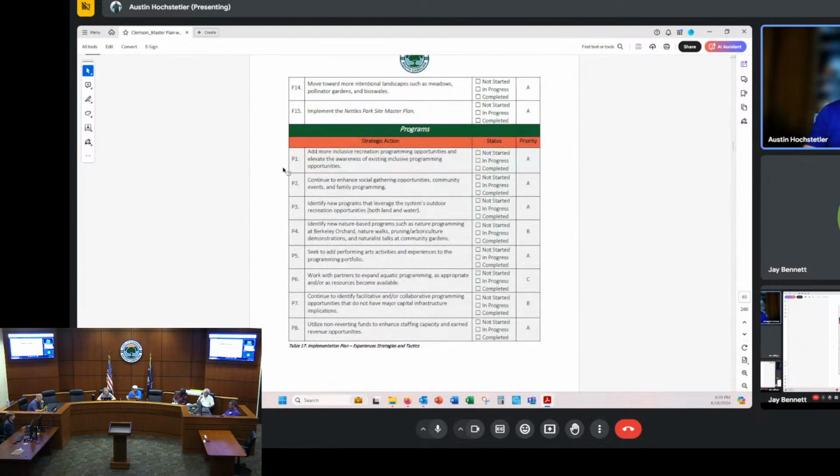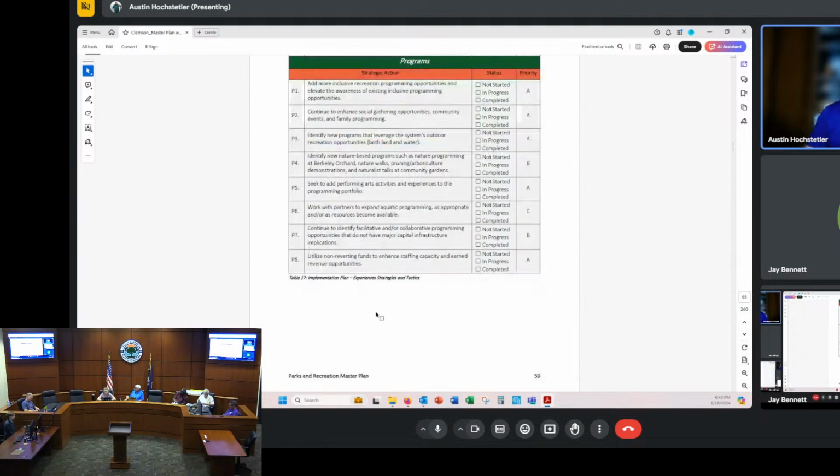And then programs, adding more inclusive recreation, continue to enhance social gathering opportunities. We saw that hugely with special events. Identify new programs and leverage the system's outdoor recreation opportunities, both land and water. Nature-based programming. Art activities. Again, these are things that are currently being studied by the feasibility study as well. But also, continuing to identify facilitative and/or collaborative programming opportunities that do not have major capital infrastructure implications. It's not saying that you have to do everything yourselves, but how do we partner and leverage other resources to do these things?